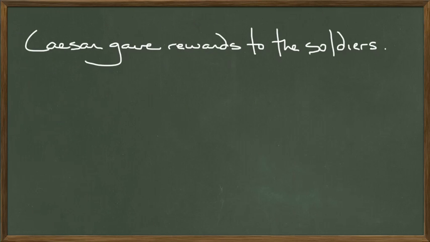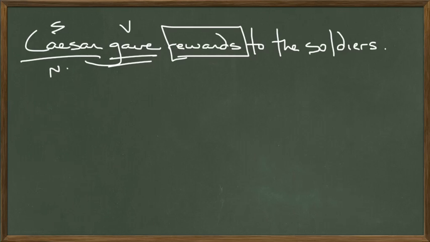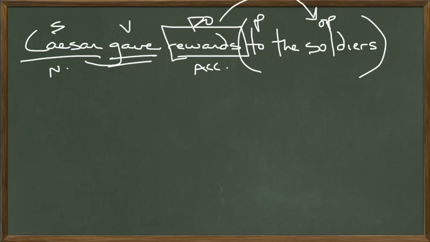Okay, we keep going. Caesar gave rewards to the soldiers. Caesar, subject of the sentence, nominative case. What's he doing? Or what did he do? He gave, perfect tense. He gave what? He gave rewards, direct object, accusative case. He gave rewards to, preposition. To whom? Soldiers, object of the preposition, to the soldiers, prepositional phrase. Now check this out. These guys are actually receiving the direct object, and Caesar is giving. Those are clues that we're going to have a dative indirect object here. And sure enough, soldiers are going to be in the dative case because they are indirect objects.